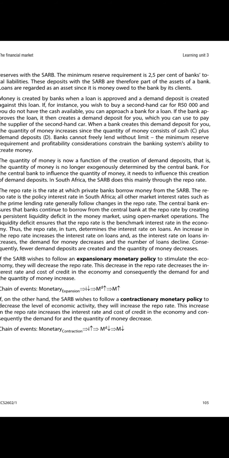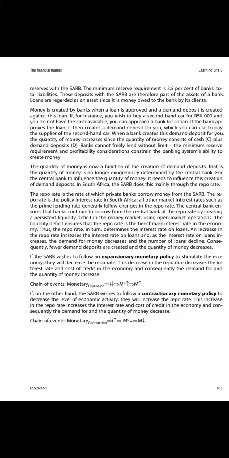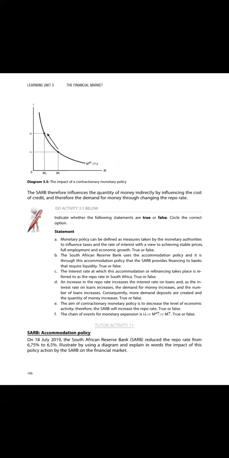And then the contractionary is doing the opposite of that, which is what's happening now: an increase in the interest rates, which is then followed by a decrease in the demand for money, and then the quantity of money is going down there. All right.